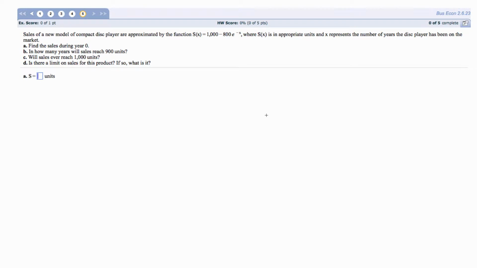Hello. All right, let's take a look at this question here. It says sales of a new model of compact disc player are approximated by this function, where S of x is in the appropriate units, and x represents the number of years the disc player has been on the market. Find the sales during year 0.